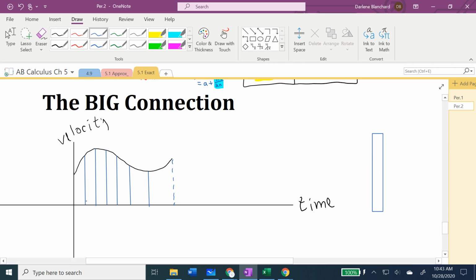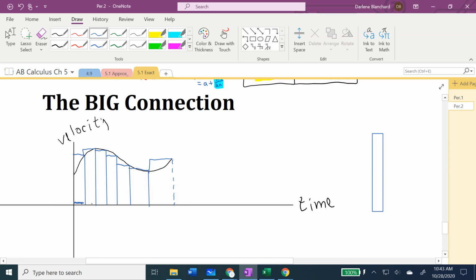Now, if I decide to turn this into a bunch of rectangles, and I don't worry myself about what the function represents, right now I'm just like, hey, area. How do I approximate area? I add up a bunch of these rectangles. Now, I've got a sample rectangle over here to the right that's waiting.